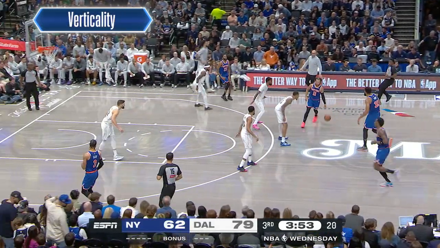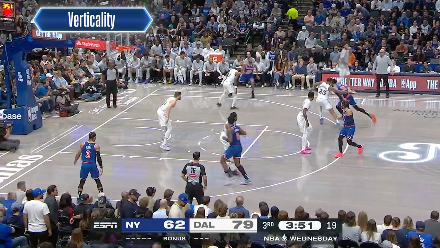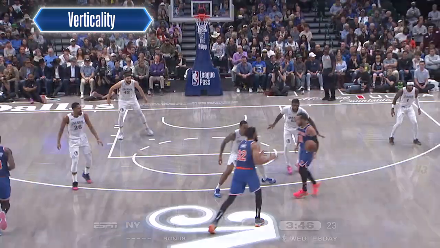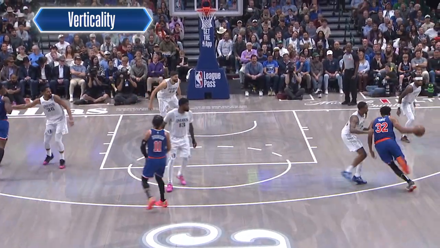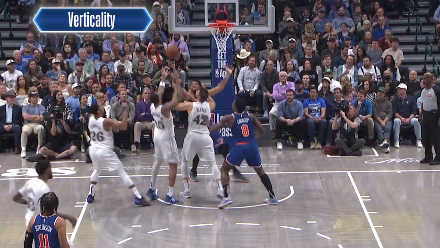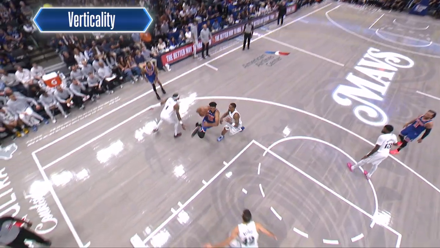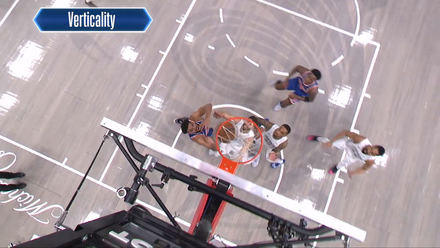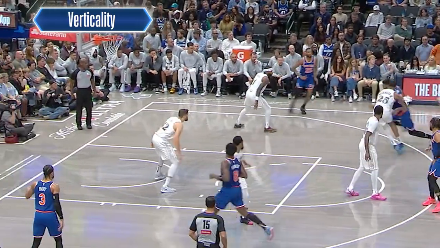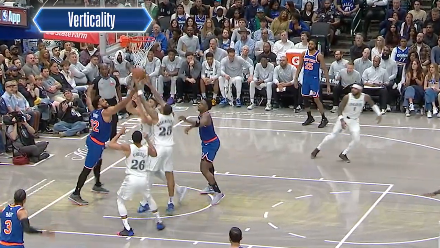The next point of education that we will review is verticality. Here, the highlighted defender, Maxi Kleber, establishes legal guarding position prior to the offensive player, Karl Anthony Towns, starting his upward shooting motion. Kleber maintains his legal defensive position as he jumps straight up to contest the field goal attempt. As Kleber is in a legal defensive position and there is only marginal contact on the play initiated by the offensive player, this play was correctly ruled a no call and a play-on situation.